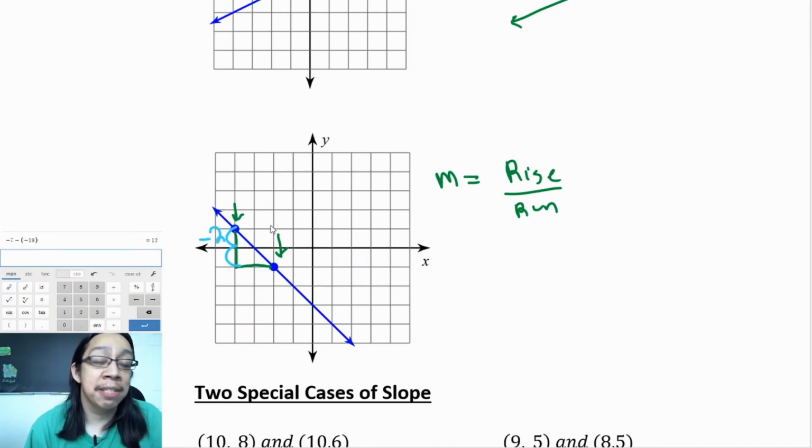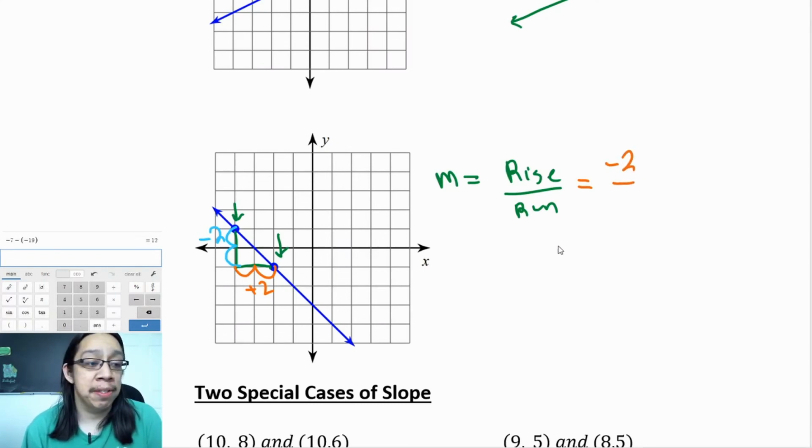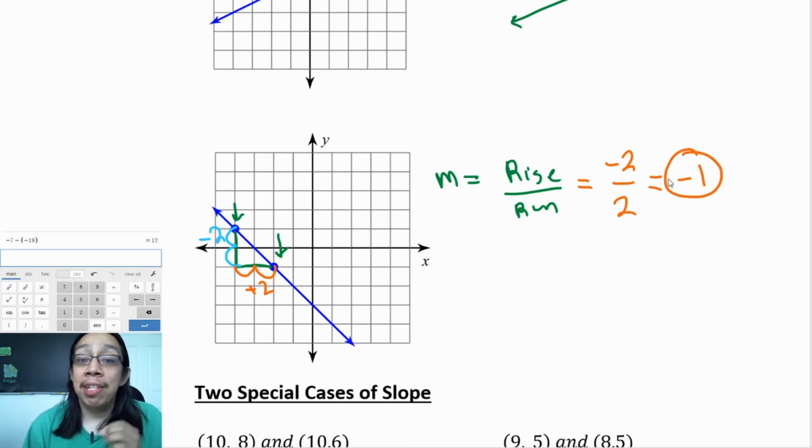So that means this is minus 2. And then my run is going to be 1, 2 spaces to the right. All my positive numbers are to the right. Anytime you go to the right, that's going to be positive. So what's my rise? Well, my rise was negative 2 because I went down 2 spaces. And my run is positive 2 because I went to the right 2 spaces. Now if we simplify, this is going to get you -1. So this -1 is your slope, or in other words, this is your rate of change.